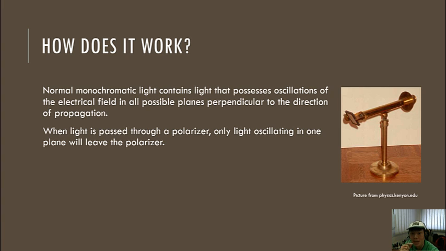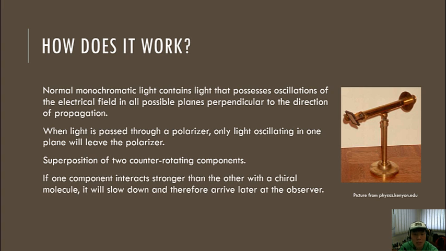And this linearly polarized light can be described as a superposition of two counter-rotating components. This is a bit more physics, so maybe you would like to slow down. These components can propagate with different velocities in an optically active medium. If one component interacts more strongly with a chiral molecule, it will slow down and therefore arrive later at the observer. And the result is, to us, the plane of light appears to be rotated.